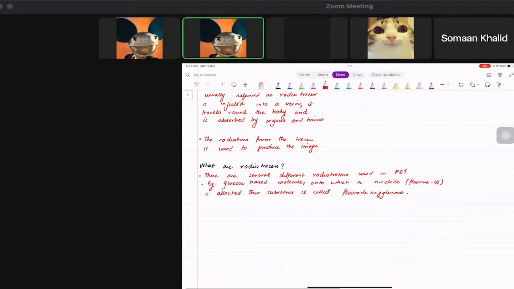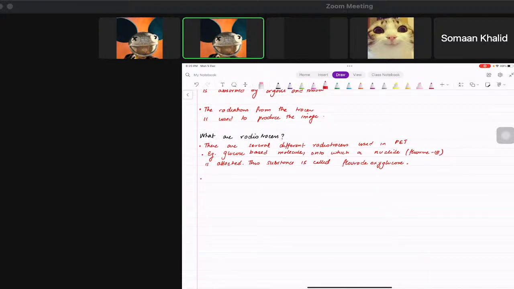Now, the fluorine 18 nuclide decays by emitting a beta positive particle, which we call as positron. We learned this in AS as well.